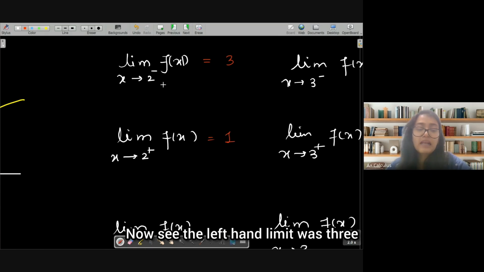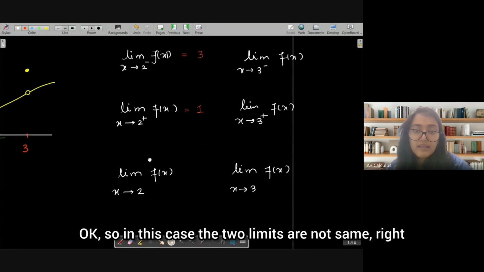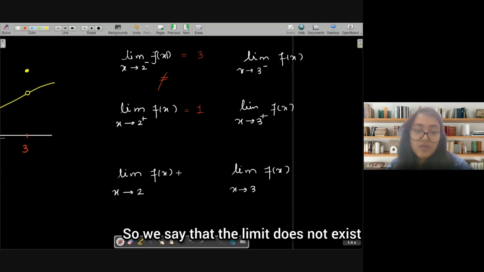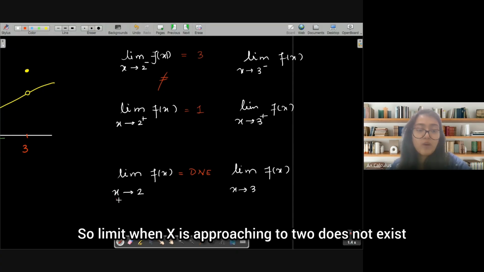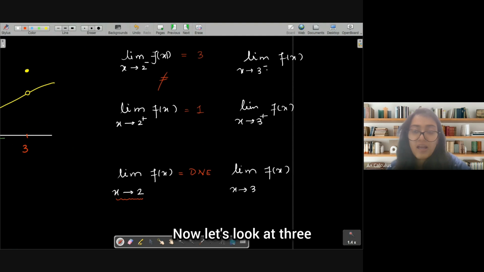Now see, the left-hand limit was 3 and the right-hand limit was 1. So in this case, the two limits are not the same, right? So we say that the limit does not exist. The limit when x is approaching 2 does not exist, because the left-hand limit and the right-hand limit are not the same. Now let's look at 3.